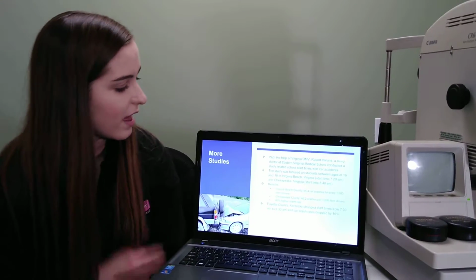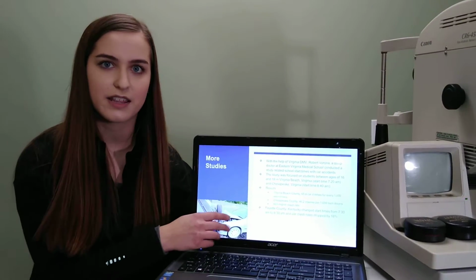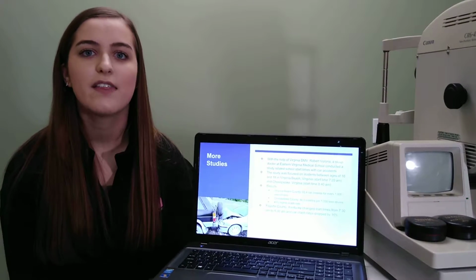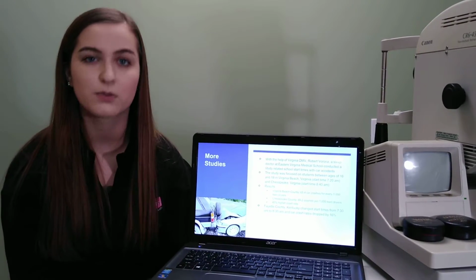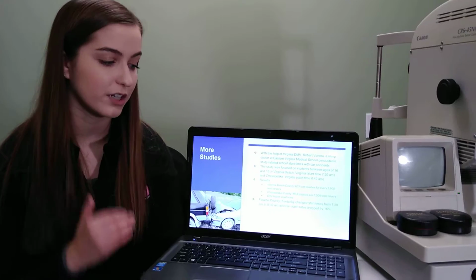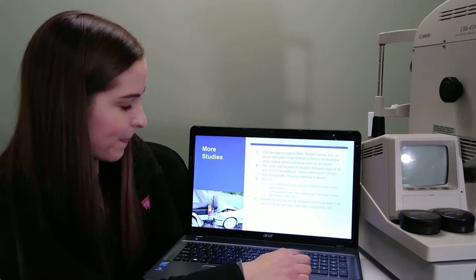crash rates. Then another quick study that did a similar thing like this in Fayette County, Kentucky. They had a start time of 7:30 a.m. and switched it to 8:30 a.m. and they saw a 16% decrease in car crashes. Again, big number. Teens.